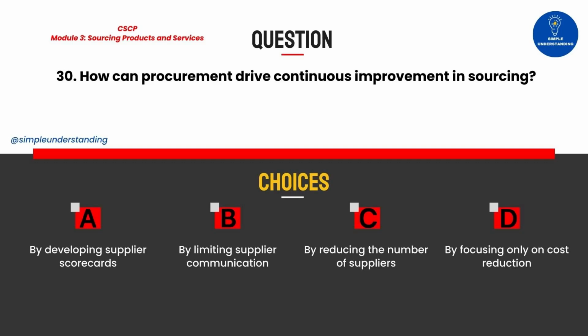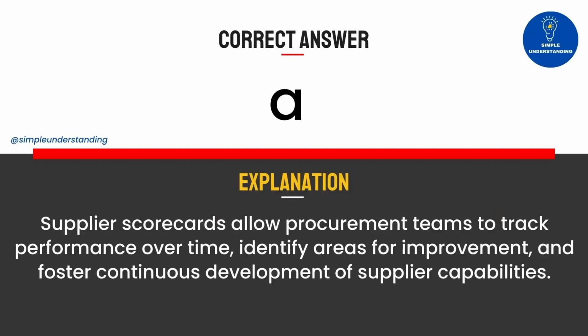30. How can procurement drive continuous improvement in sourcing? A. By developing supplier scorecards. B. By limiting supplier communication. C. By reducing the number of suppliers. D. By focusing only on cost reduction. Correct answer, A. Explanation. Supplier scorecards allow procurement teams to track performance over time, identify areas for improvement, and foster continuous development of supplier capabilities.